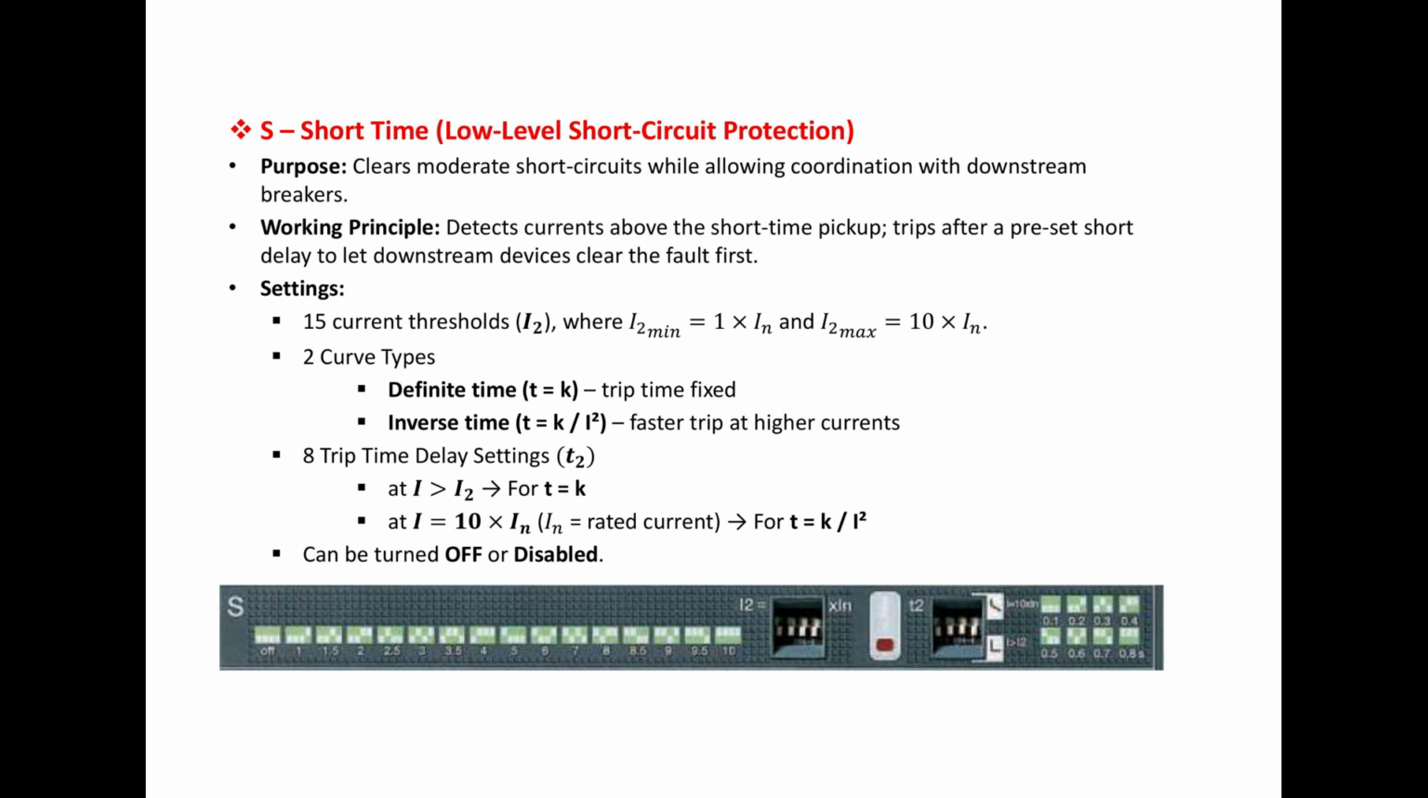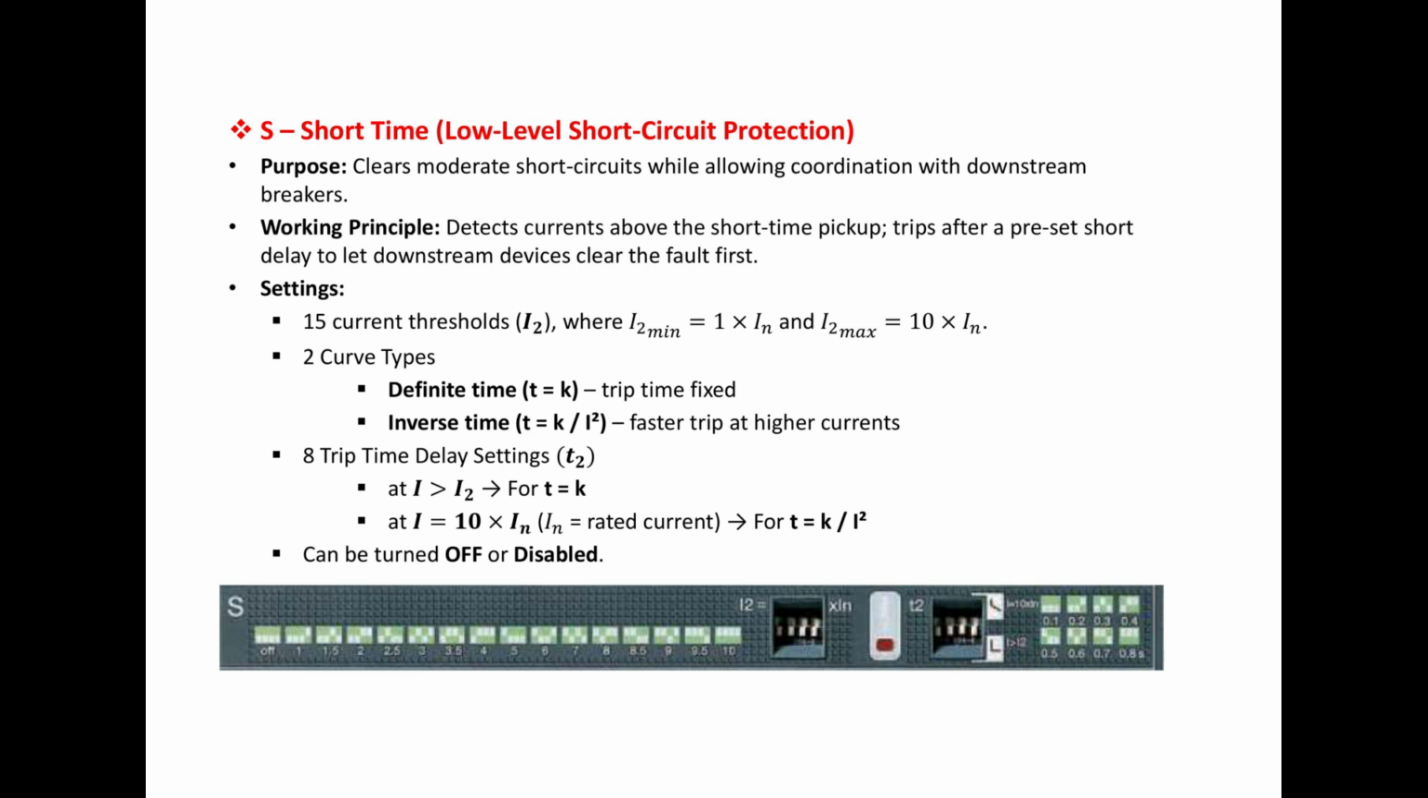The S function has 15 current thresholds I2 ranging from 1 times In to 10 times In. It offers two curve types, definite time, T is equal to K, where the trip time is fixed, and inverse time, T is equal to K by I square, where higher currents result in a faster trip.